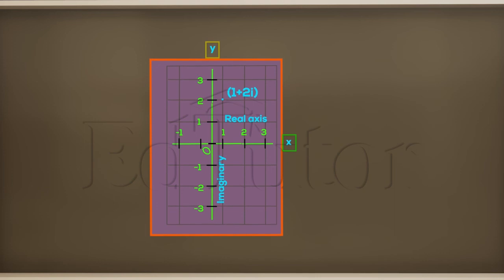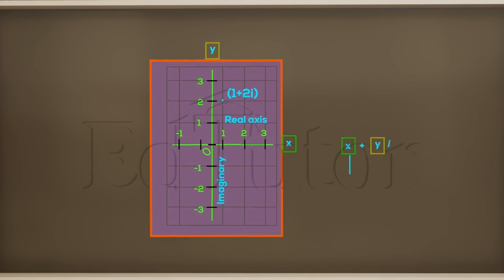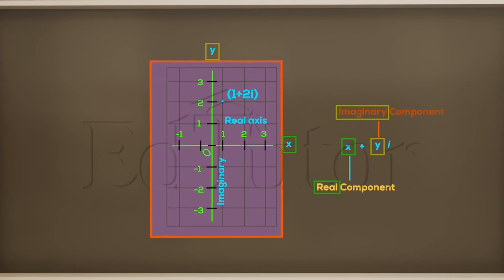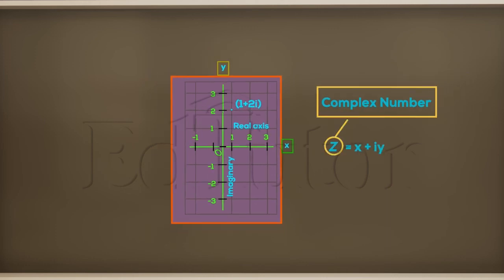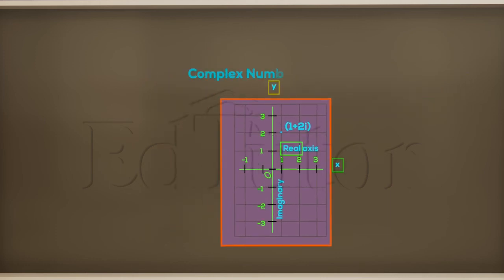Where did the labeling of real and imaginary numbers come from? You know it well. And since we usually denote a complex number with z for convenience, no wonder we always call this complex plane a z-plane.